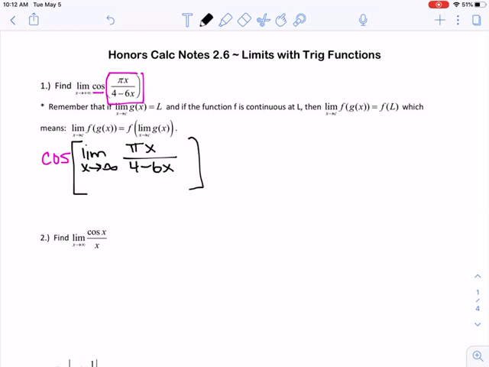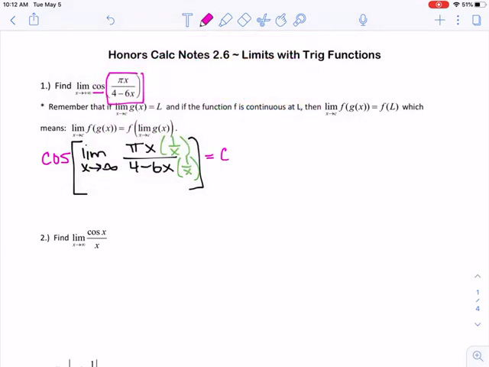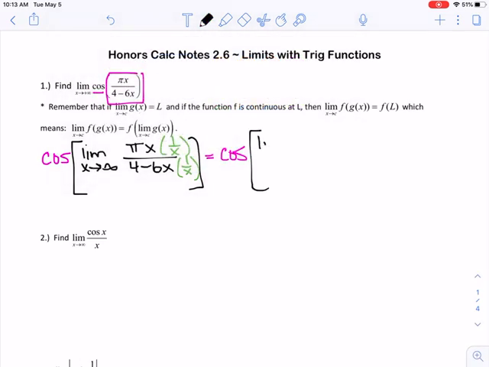We learned this yesterday. In order to do that, we have a rational function. The degree of my denominator is x to the first. So that means I'm going to multiply top and bottom by 1 over x. So when I do that, my cosine, of course, is going to stay on the outside. And then I'm finding the limit as x approaches infinity of pi over, I'm going to have a 4 over x minus 6.